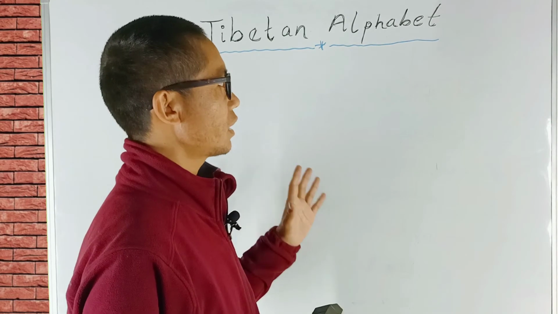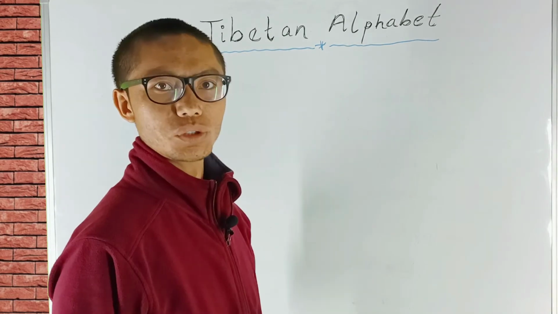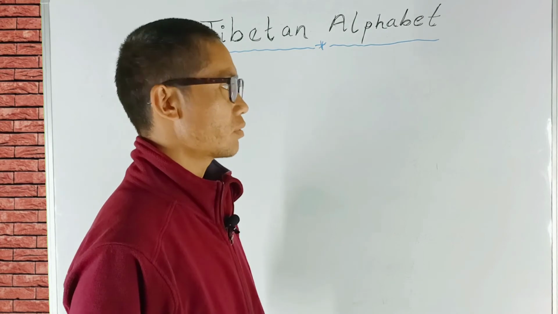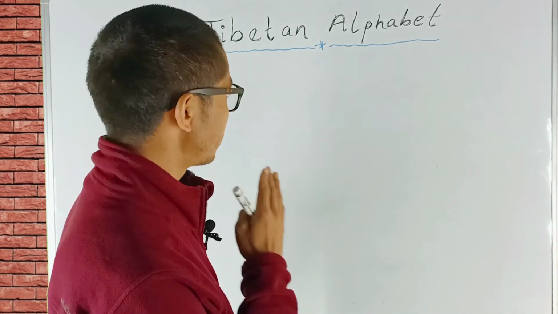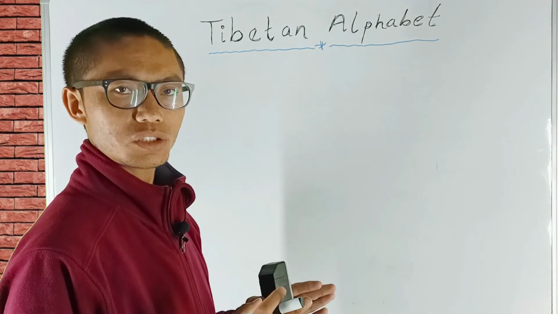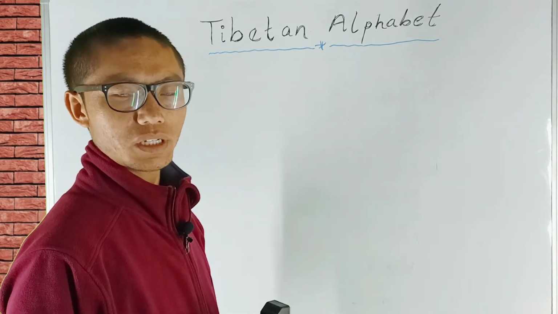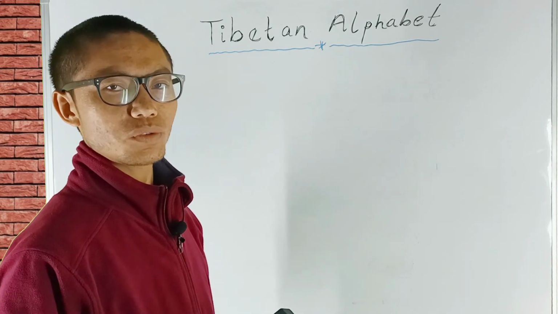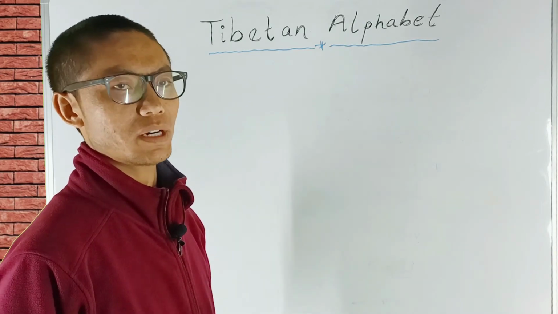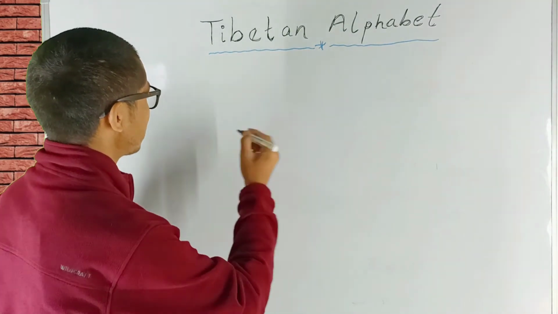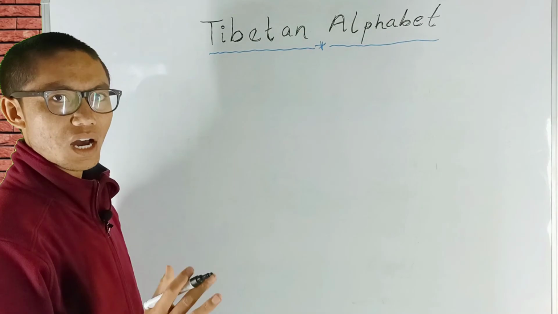In today's lesson, I'm going to introduce you to the Tibetan alphabets and the vowels. First, there are actually a total of 30 alphabets and 4 vowels in Tibetan. In today's lesson, I'm going to teach you the first 4 letters of Tibetan. The first one is Ka.